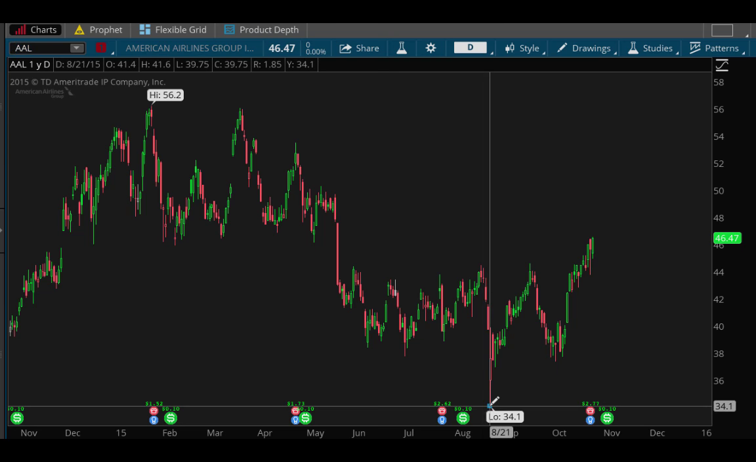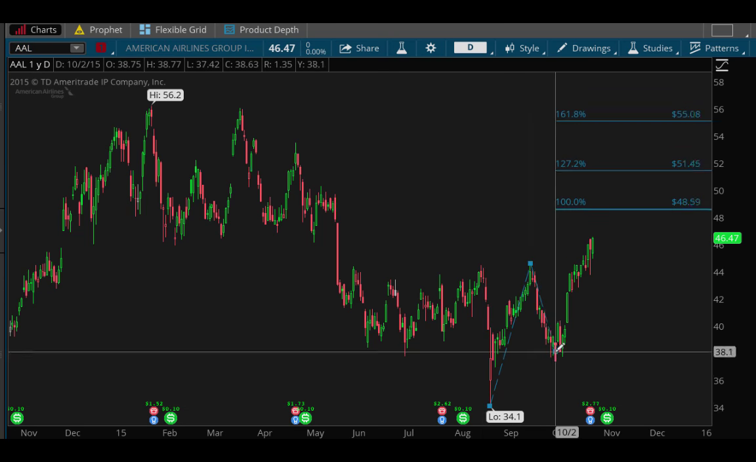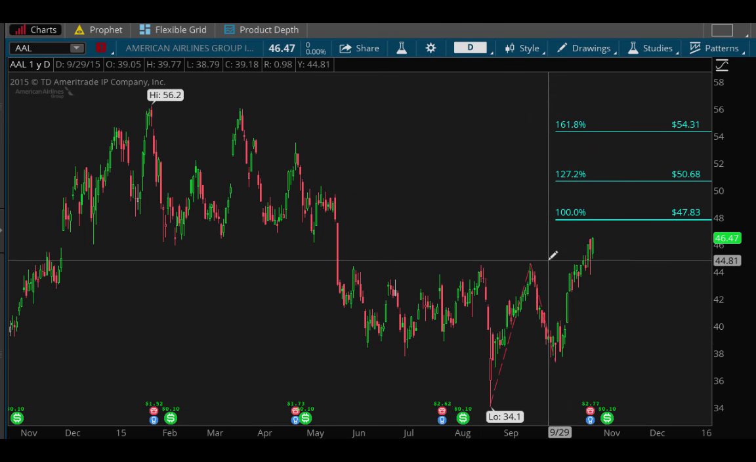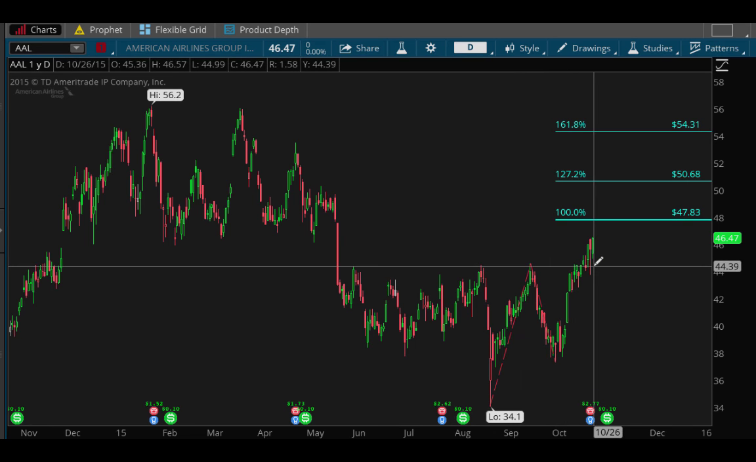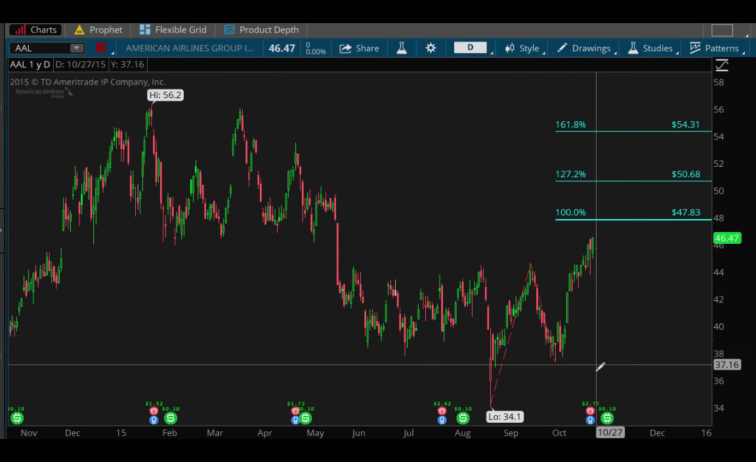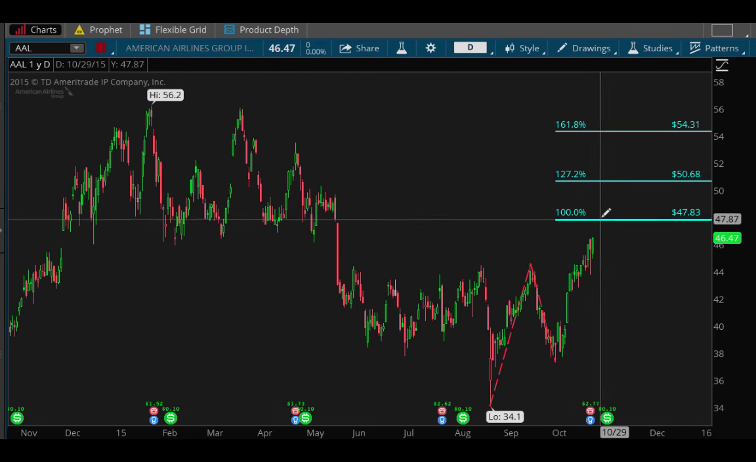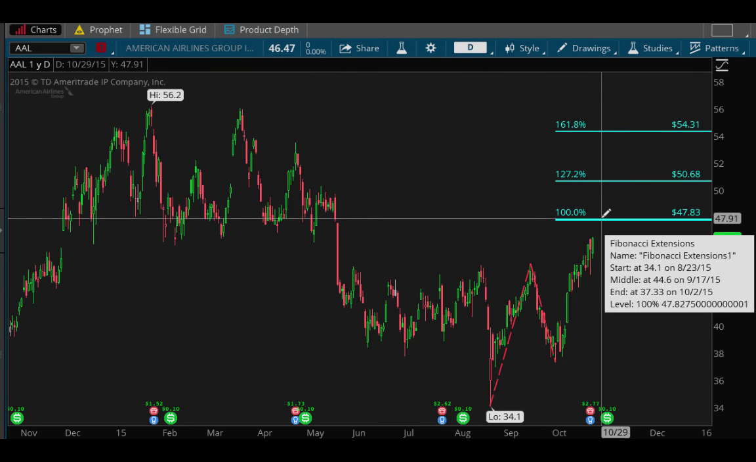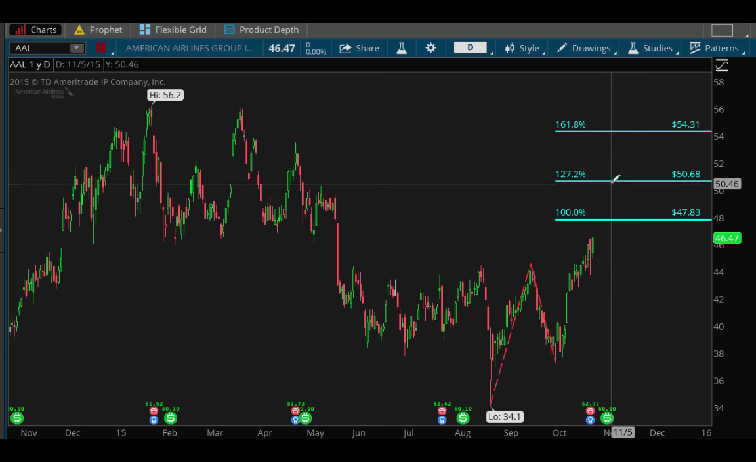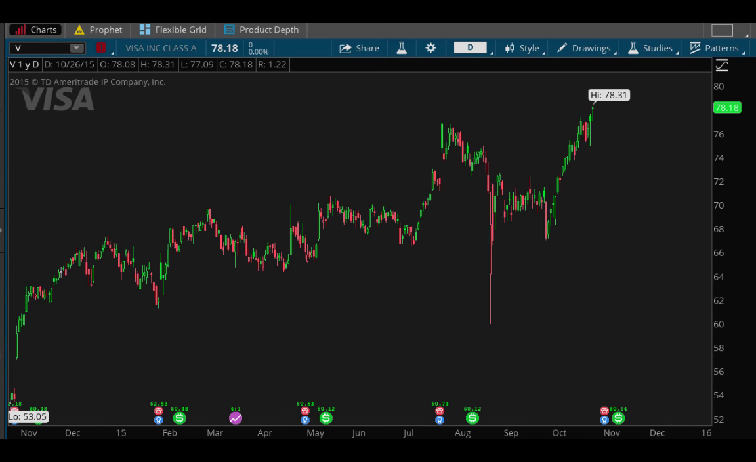Here's a projection for American Airlines going into the future. So if we take A to B and then place it down here, we can see that this current uptrend maybe has a bit more steam, especially coming in and that we just had good earnings on American Airlines. At the moment, it could move up to the 47.83, and that would be a good level to sell some off at and close some positions. And then the 127.2 would be probably a better place to take your entire position off if it did get up to that point.